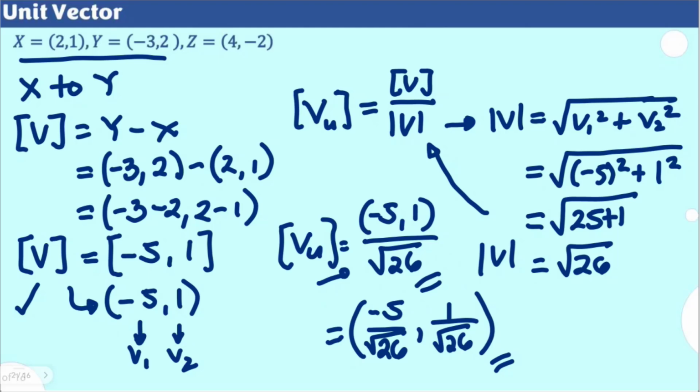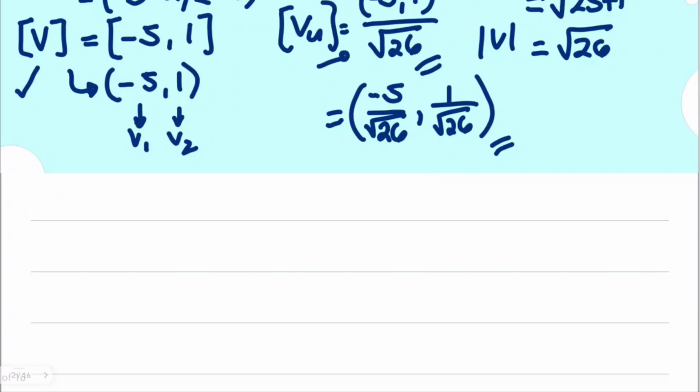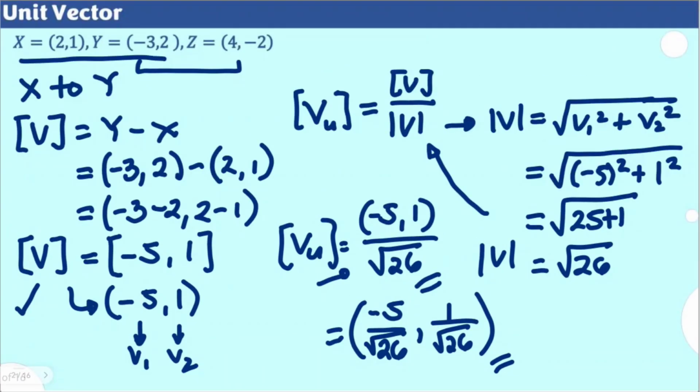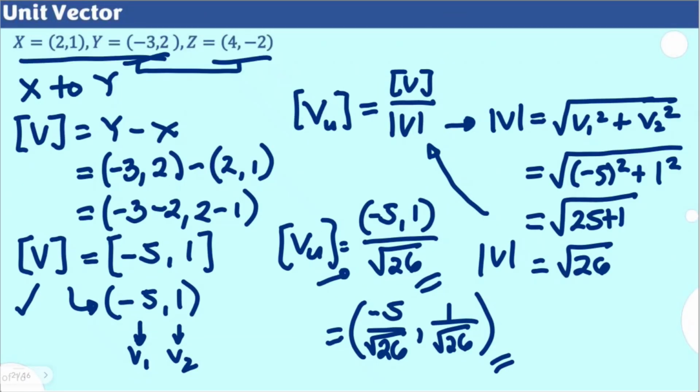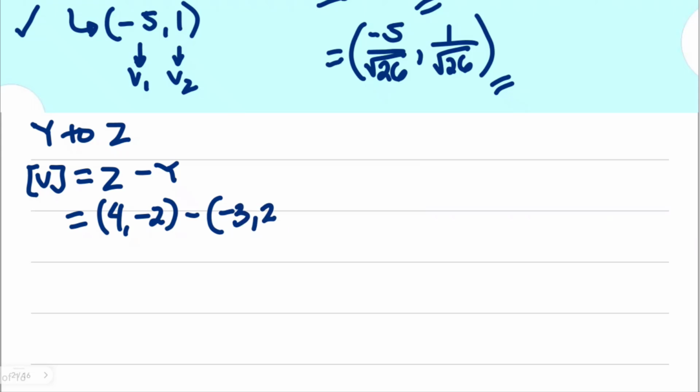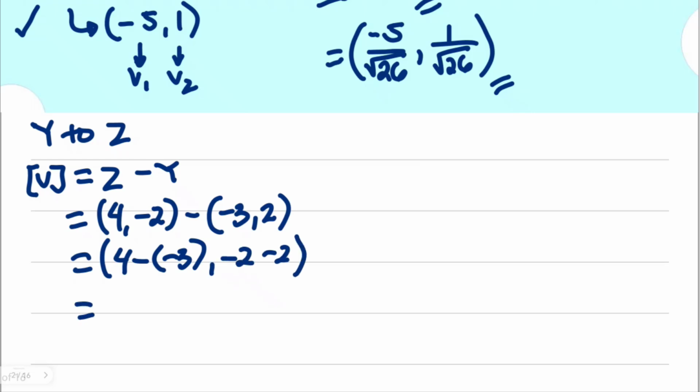Now, how about y and z? Let's determine the unit vector of a line passing through the points y to z. So again, the vector of that is z minus y. Our z is (4, -2), and our y is (-3, 2). So you'll have 4 minus -3, and -2 minus 2. So we will have 4 plus 3 is 7, and then -4.